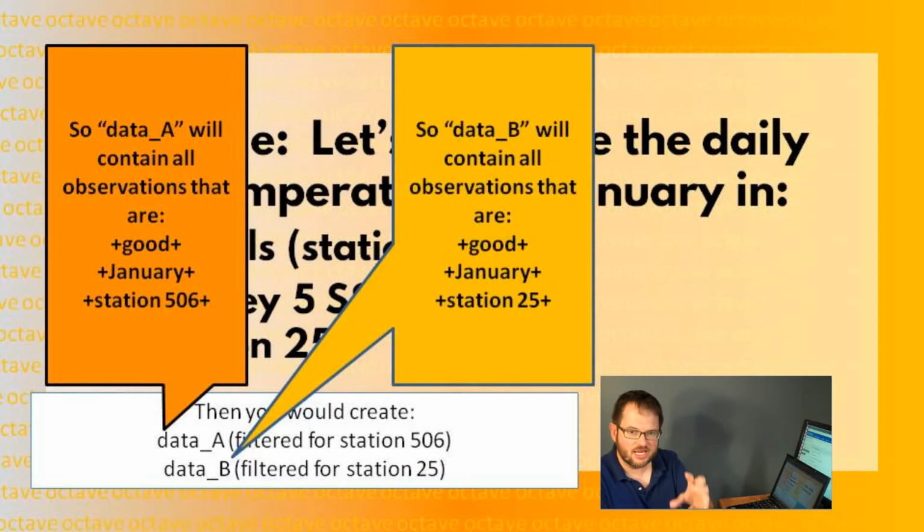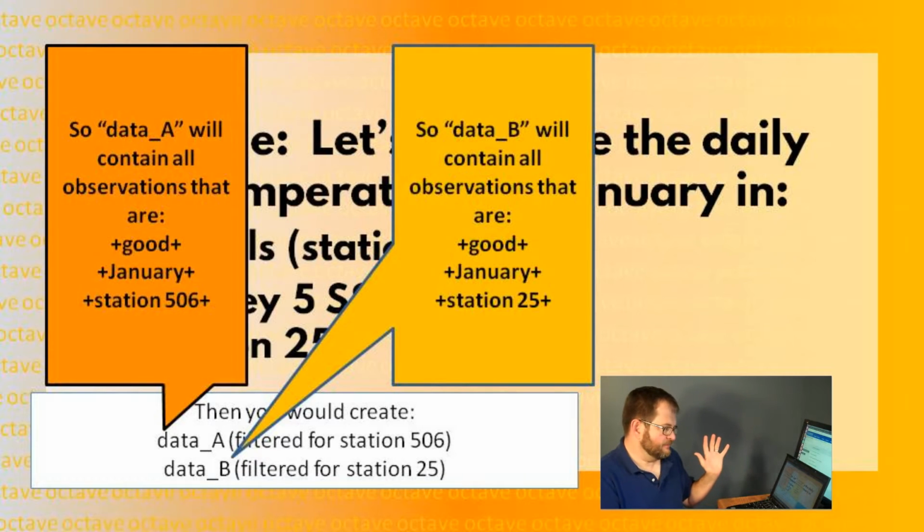So you've got this data A. Data A is an array that stores all these rows of data, which are all the observations that are good, and in January, and at Station 506, namely Howells. Over in array data B, you're going to have all these rows and columns of data that are good, and January, and Station 25, or Hershey. Okay?